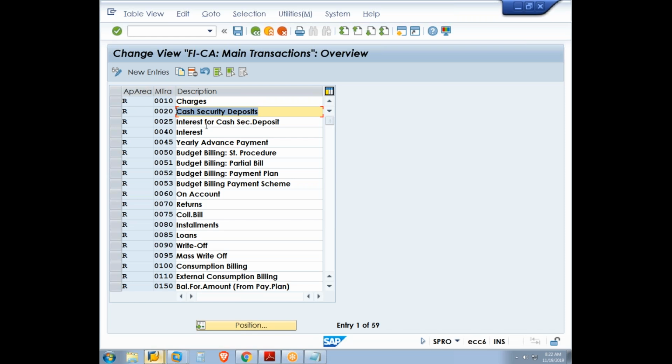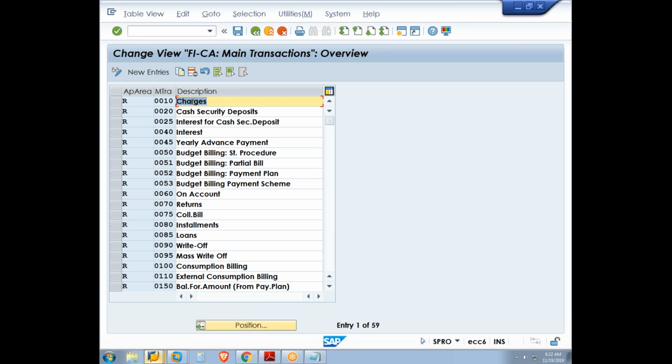After some time, when our security deposit is closed, you are paying the money back to the contract account. At that time, pro rata interest will be calculated. That interest for the cash security deposit will be posted using transaction 0025. Each of these main transactions has a basic description of why the FICA document is posted. Or 0040, interest. The charges will come later.